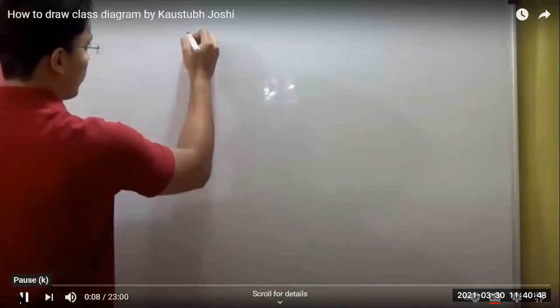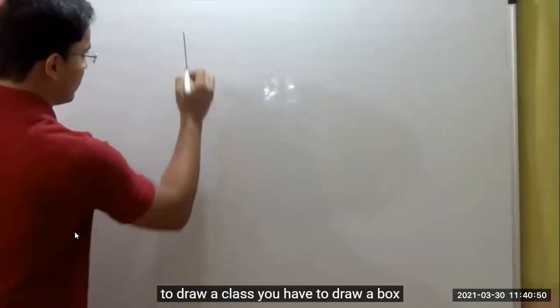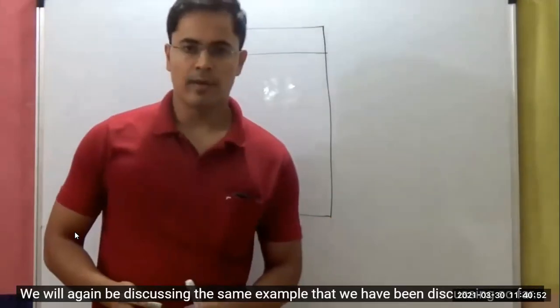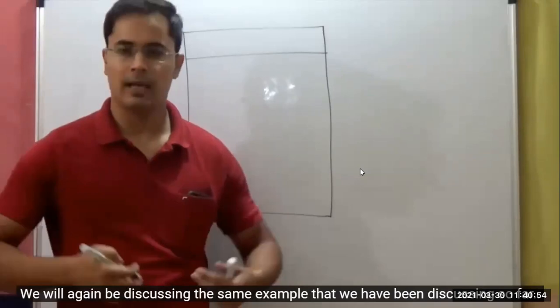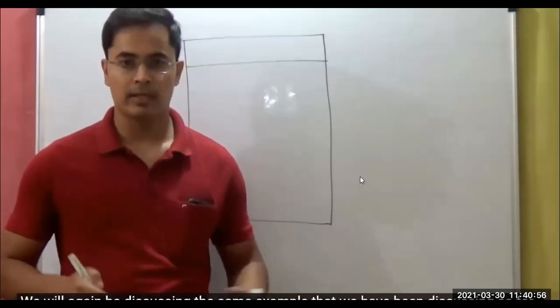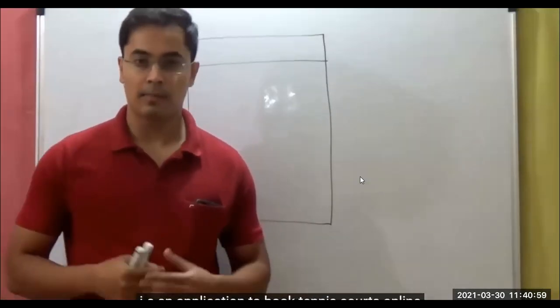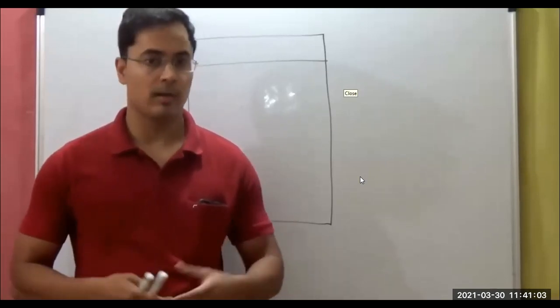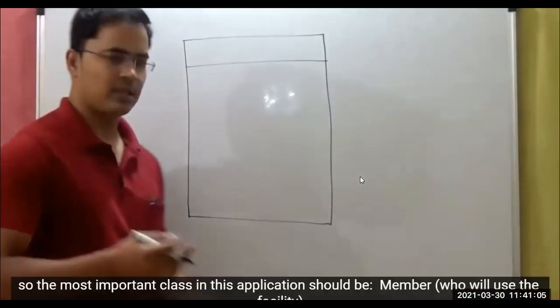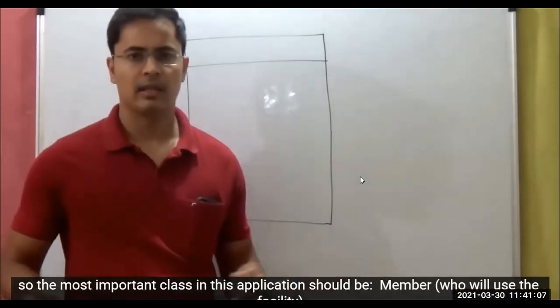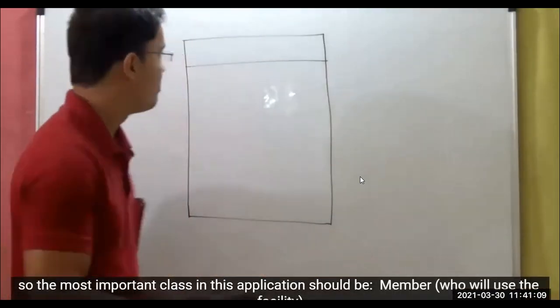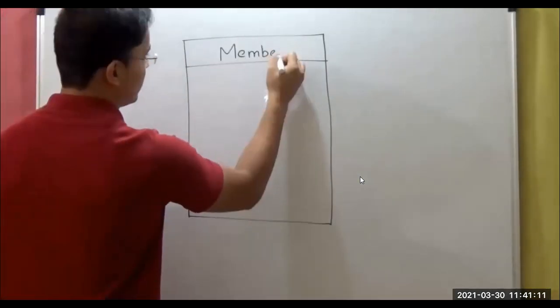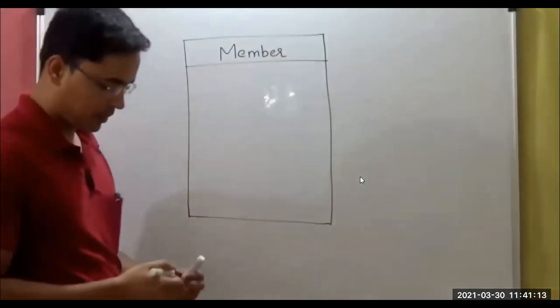To draw a class, you have to draw a box. We will again be discussing the same example that we have been discussing, that is an application to book tennis courts online. So, a tennis court booking application, right? So the most important class in this application should be member, right? We'll have members. So this is my class name, right?